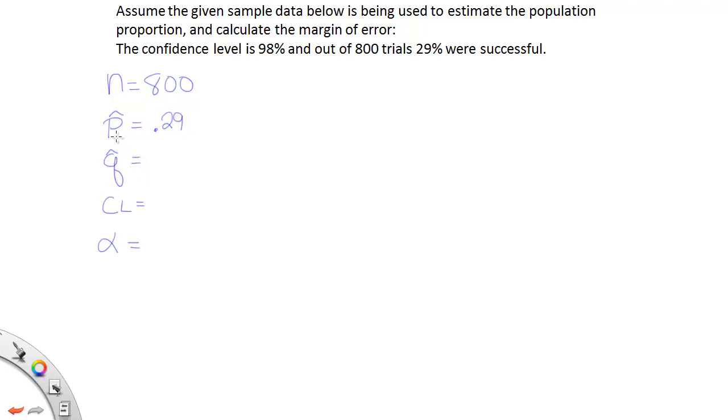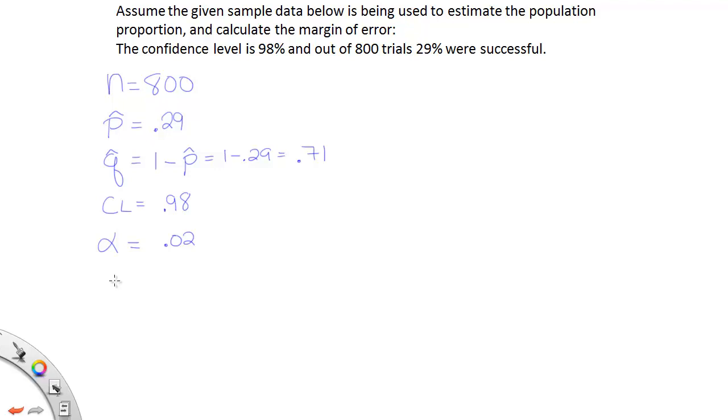Now, q-hat is the complement of p-hat. In other words, it's just 1 minus p-hat to find q-hat. So in this case, that'll be 1 minus 0.29, and that is just 0.71. The confidence level is given as 98%. And then we need alpha, and alpha is just 1 minus the confidence level, or in other words, 2%, because 2% and 98% add to 100%.